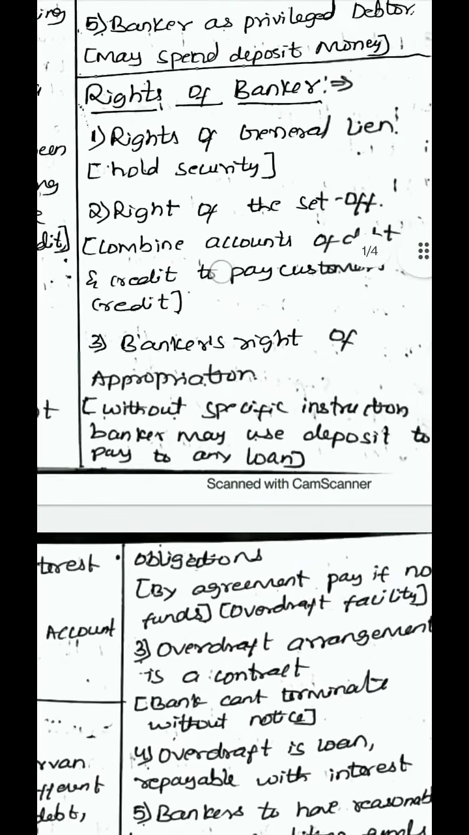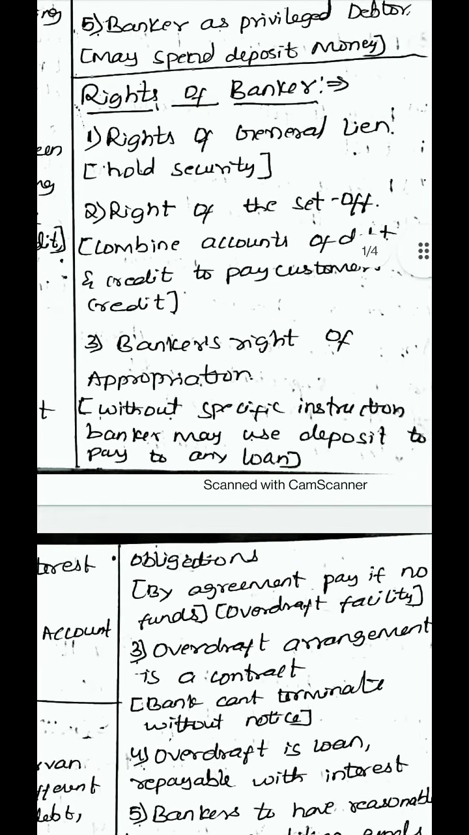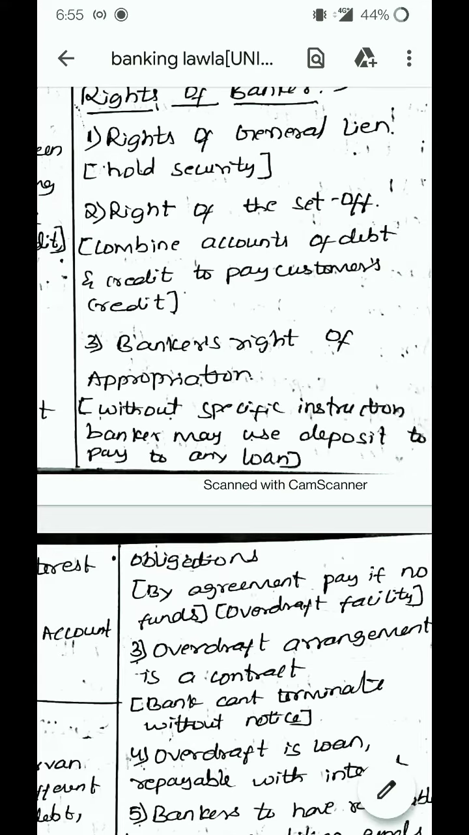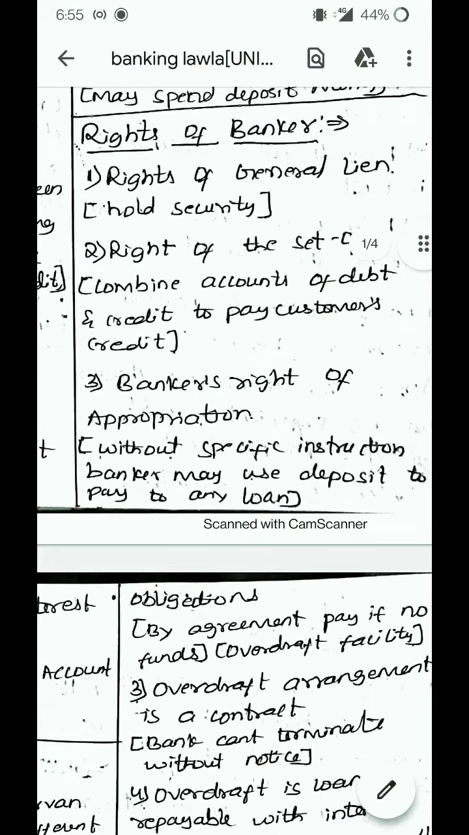The next important question is the rights of a banker. So what are the rights of a banker? The first right is the right of a general lien. In a general lien, he can hold security. Lien is nothing but the holding of a security. If he is giving a loan, then he can take a security from the person who is taking the loan and keep it with him. It is called a lien. So he has the right of a general lien. He can hold a security.